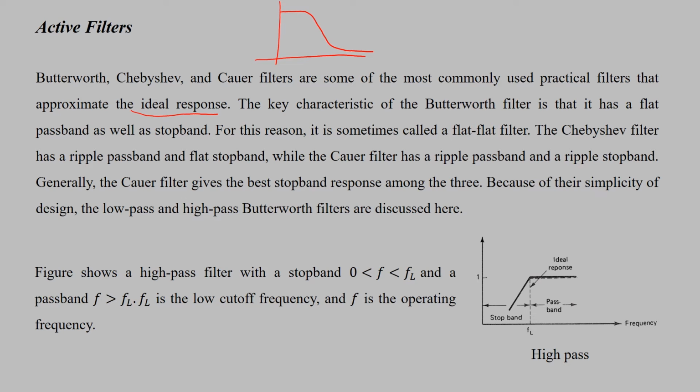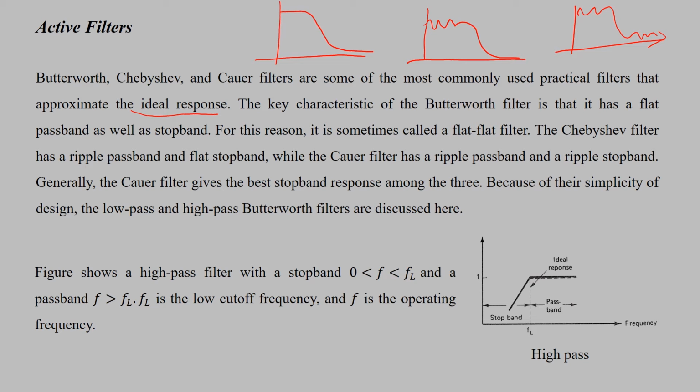In case of the Chebyshev filter, it has ripples in the pass band but a flat stop band, while in case of Cauer filters, it has ripples in the pass band as well as ripples in the stop band. So generally these filters give the best stop band response among the three, because of their simplicity of design.